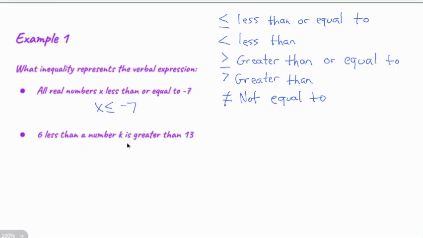6 less than a number k is greater than 13. So here we've got that similar structure that we had in the first problem. 6 less than implies it's k minus 6 and is greater than, so that would be my inequality symbol, 13.